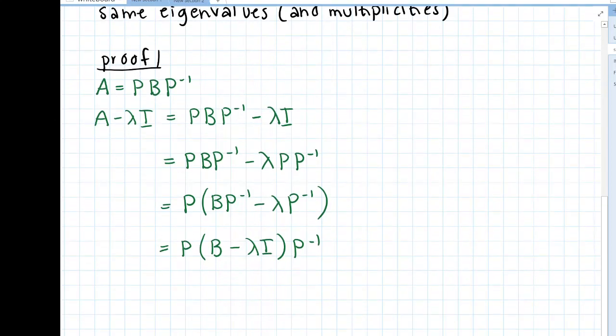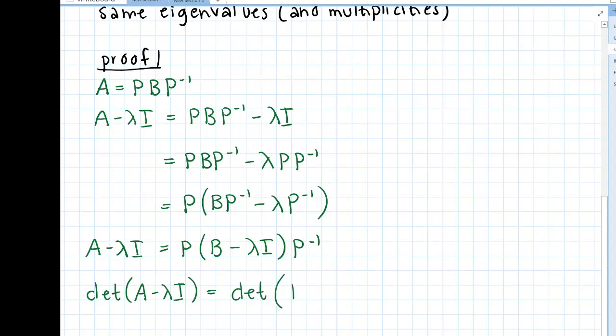Okay, so now we're pretty much ready to start taking determinants. So what do we have now? I'm going to rewrite what we had above. So now we know that A minus lambda I is the same as all this stuff. So that means that the determinants should be the same, right? So the determinant of A minus lambda I should be the same as the determinant of P times B minus lambda I times P inverse.